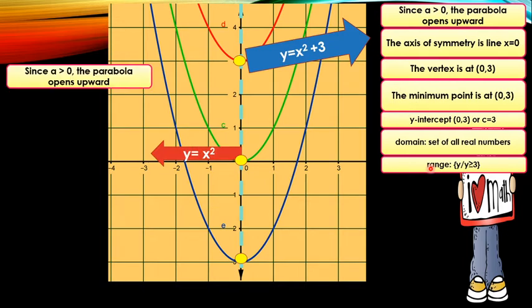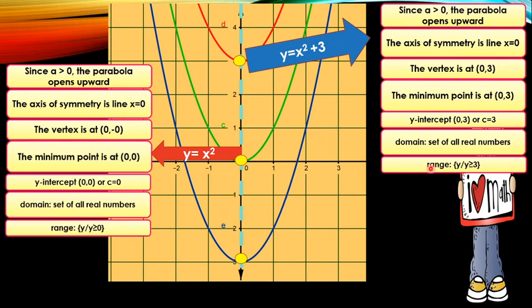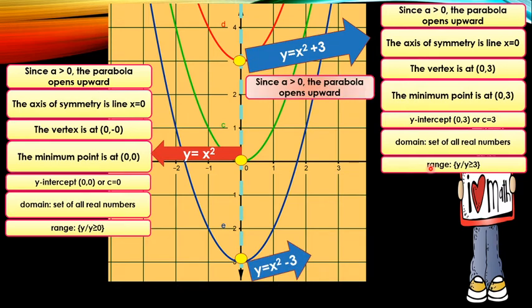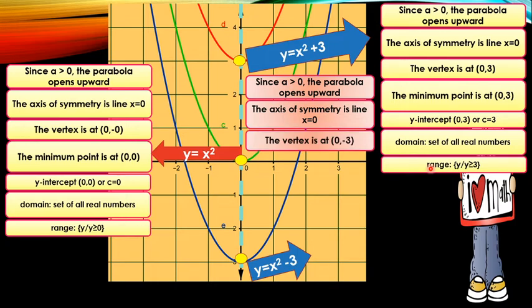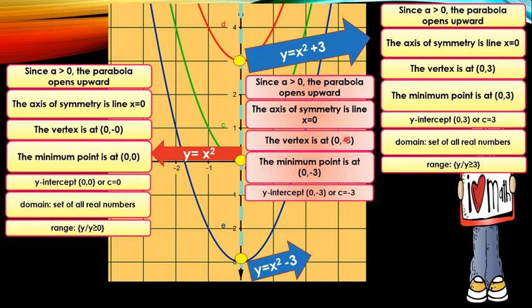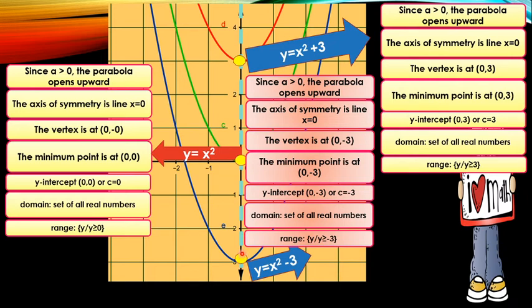Next, y is equal to x squared. Here are some properties, which are the same as our first example. And the last one, x squared minus 3. Since a is greater than 0, the parabola opens upward. The axis of symmetry is the same as the other two graphs, which is 0. The vertex is at 0, negative 3, based on our given negative 3 here. And the minimum point is at 0, negative 3. The y-intercept is 0, negative 3, or c equals negative 3. And the domain is the set of all real numbers. And y is starting from negative 3 and above, or greater than or equal to negative 3. Here is the representation.